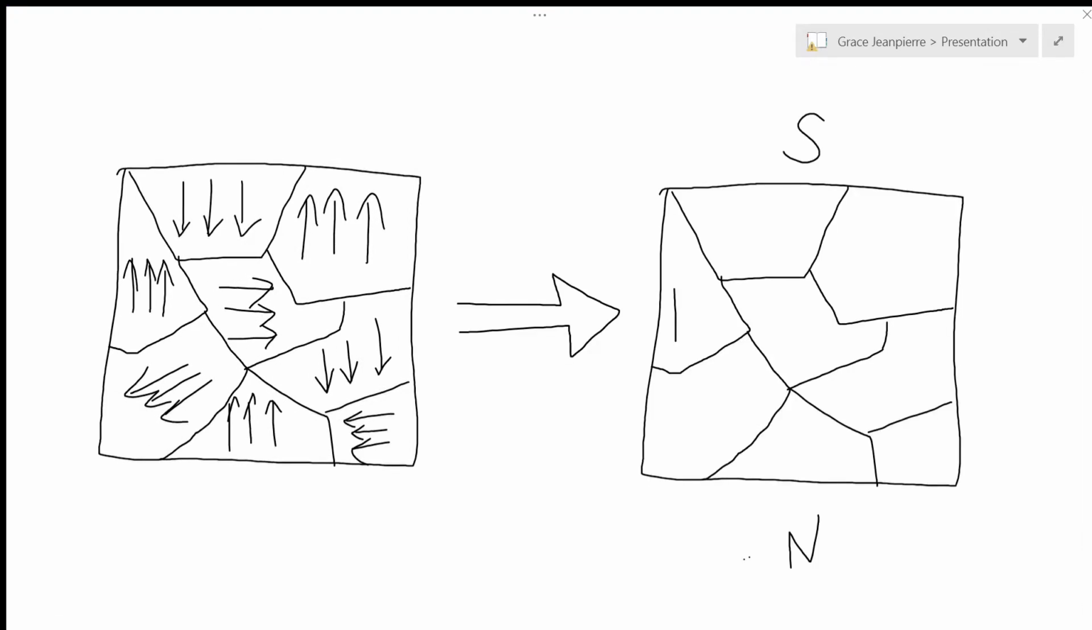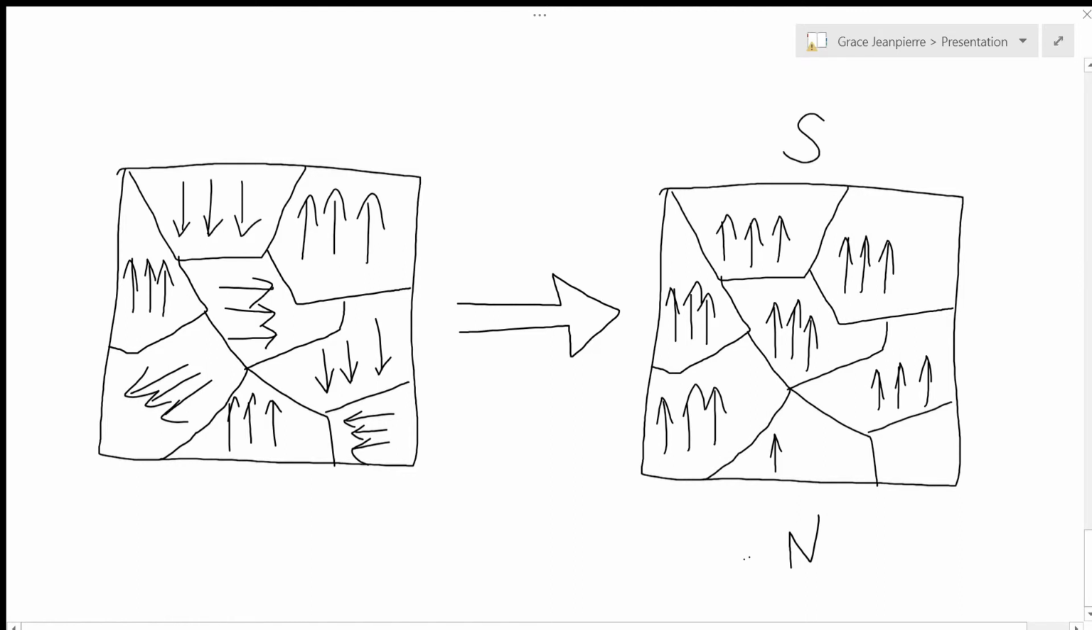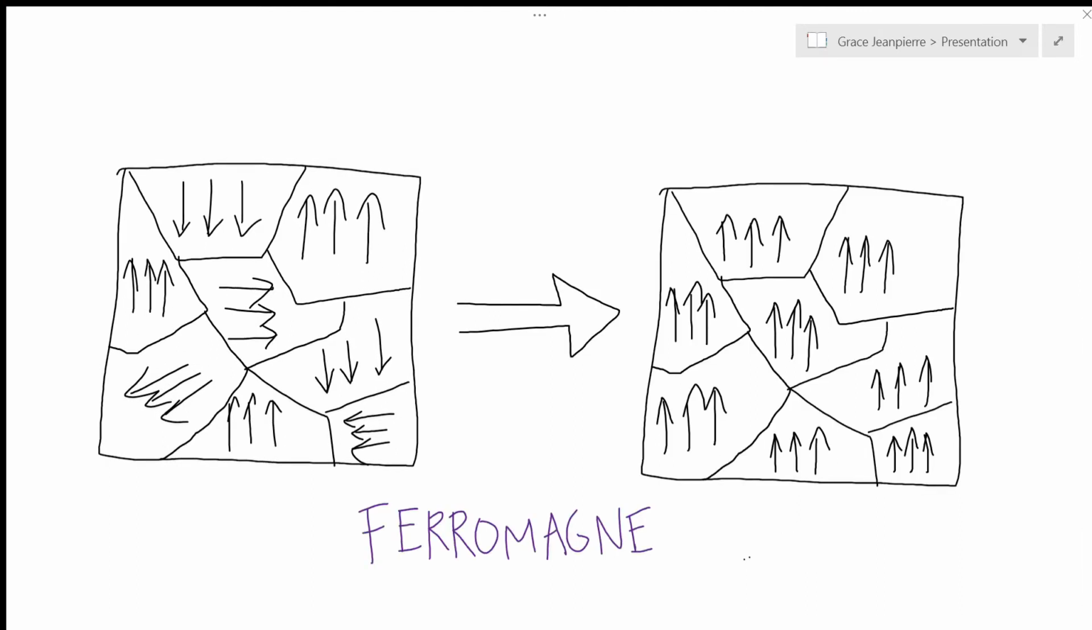When a magnetic field is introduced, the domains align in the direction of the magnetic field. When the magnetic field is removed, the domains remain aligned and continue to exhibit magnetic properties. This behavior is known as ferromagnetism.